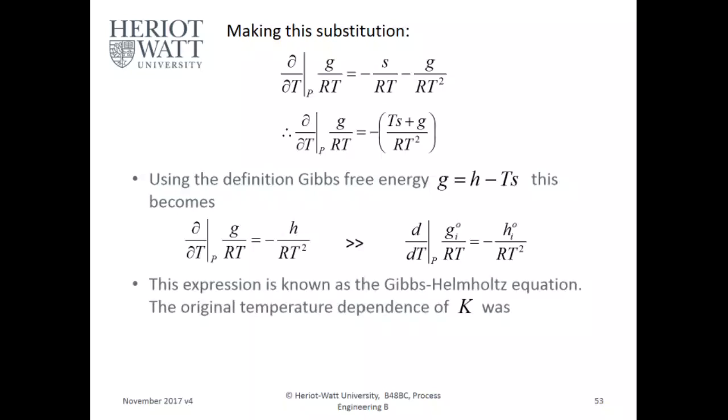Hi is your enthalpy of formation. This expression is known as the Gibbs-Helmholtz equation. The original temperature dependence of K was d log of K over dT equals negative the summation of νi d over dT of Gi over RT. So the Gibbs-Helmholtz equation is quite often used to find the specific K values.